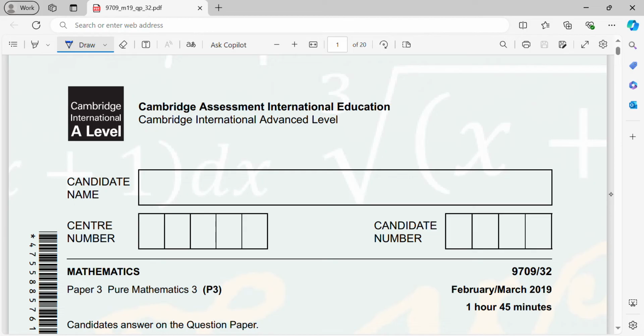This video is to discuss Cambridge International A-Level Mathematics Paper 3, which is the Pure Mathematics 3 for February-March 2019, and the code is 9709/32. So let's move on to question number 1.